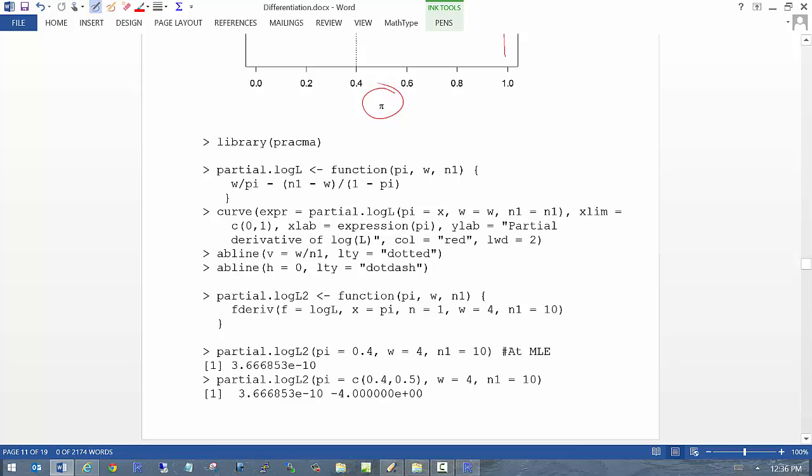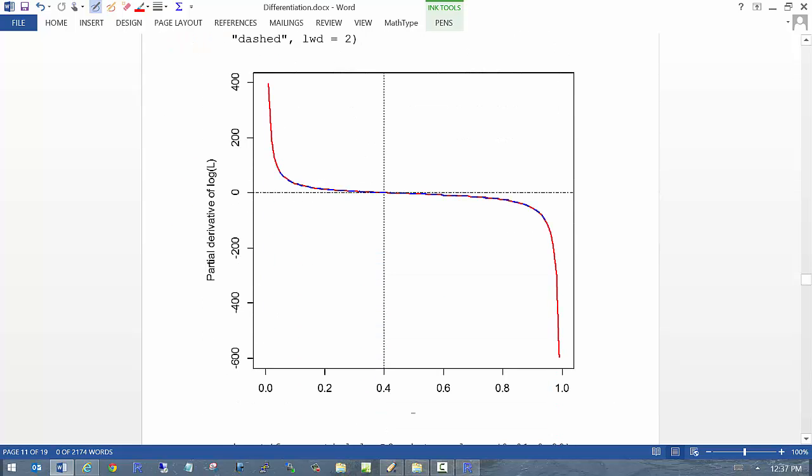Then we can find the derivative of the log likelihood function. We can actually program it in. We've already found the derivative, so this is how I program it in, and then I use the curve function to plot it, and in red is what we get. Again, pi is on the x-axis and the derivative of the log likelihood function with respect to pi is on the y-axis, and we can see that at pi equal to 0.4 the function itself is equal to 0, and so that's why the maximum likelihood estimate was 0.4.